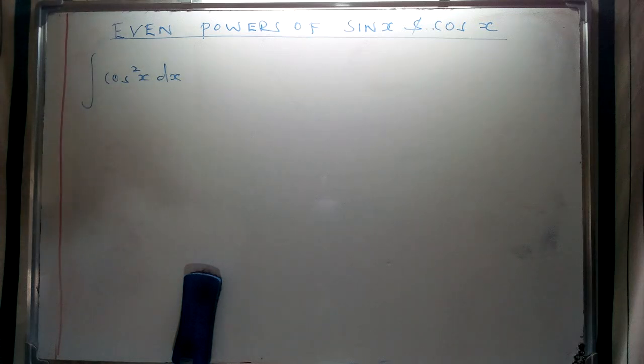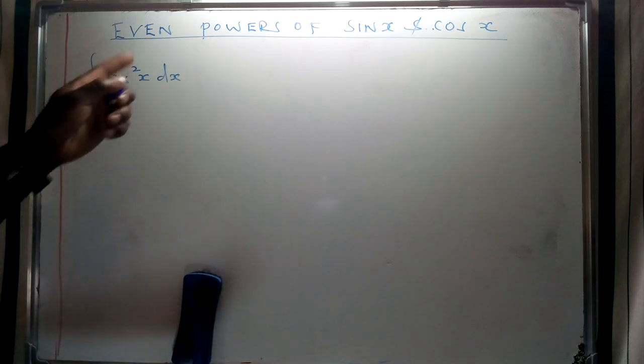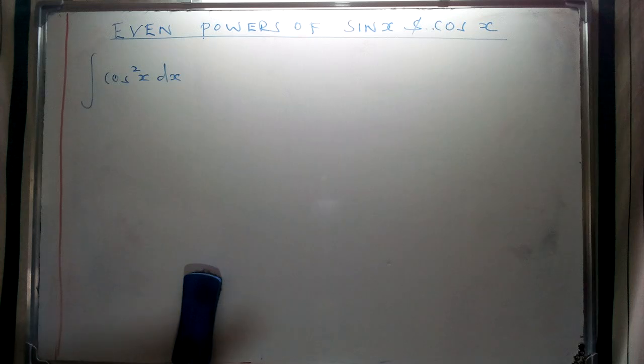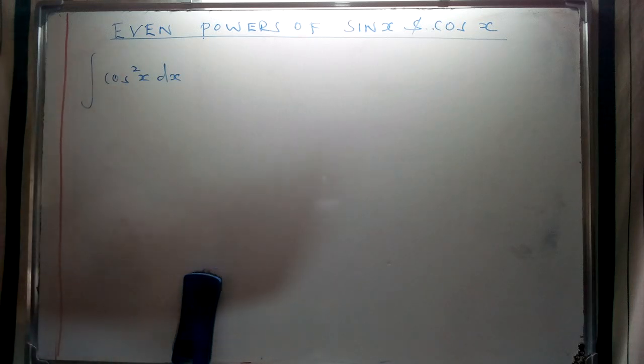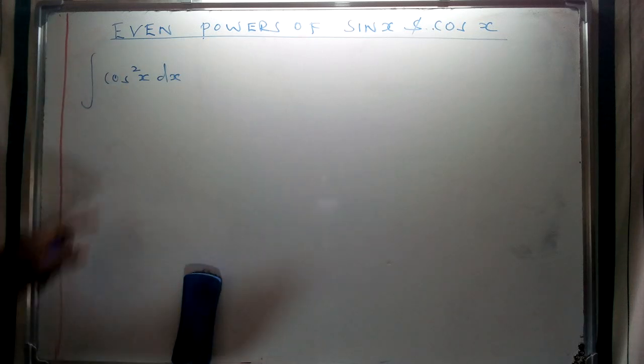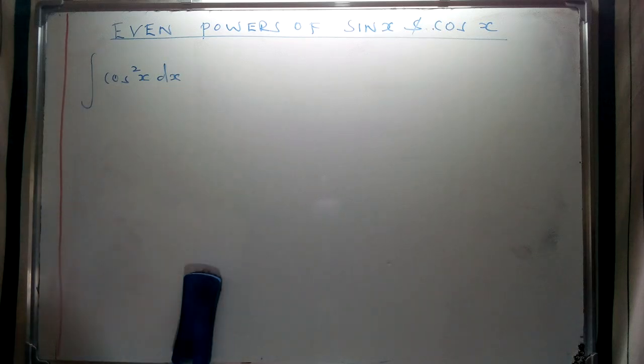Today's discussion we are going to look at even powers of the trigonometric functions sine of x and cosine of x. And this is going to assist us in finding ways to evaluate integrals of trigonometric functions that have even powers. So in this case, I've given an example of the square of the cosine of x. And this is going to help us find ways in which we can evaluate integrals that consist of even powers.